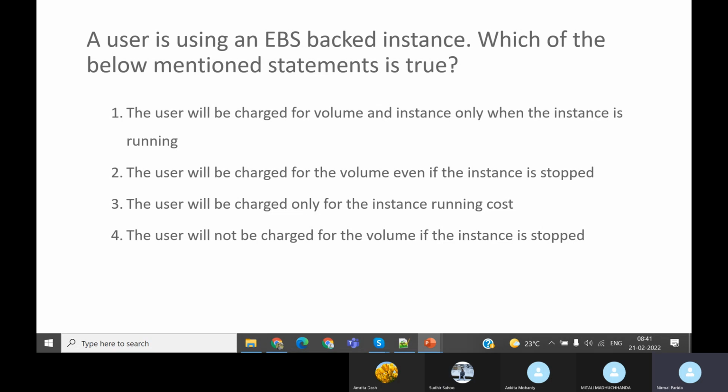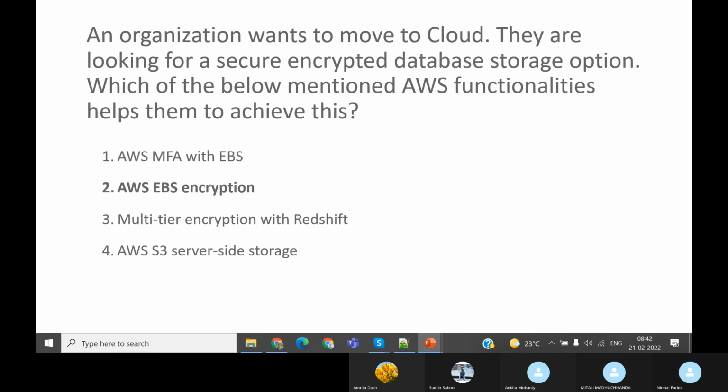Suppose you are creating one EC2 instance, you are paying for your instance charge as well as your volume. And suppose you stopped your EC2 instance, so Amazon is not going to charge you for your instance, but it will charge you for the volume because you are allocating that volume for you. So you will pay for that. So option 2 is the right answer. I have written the answer here.